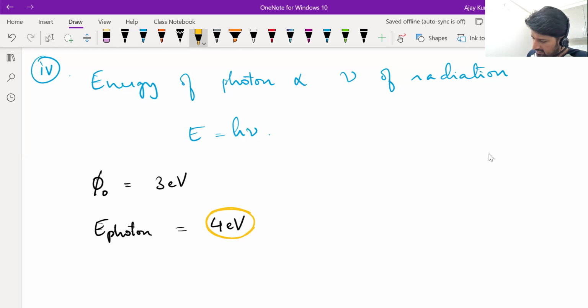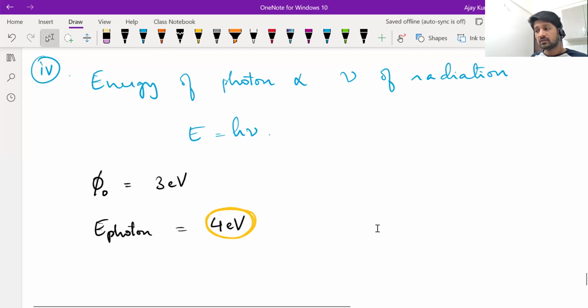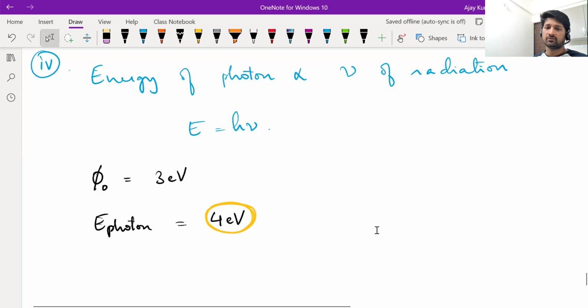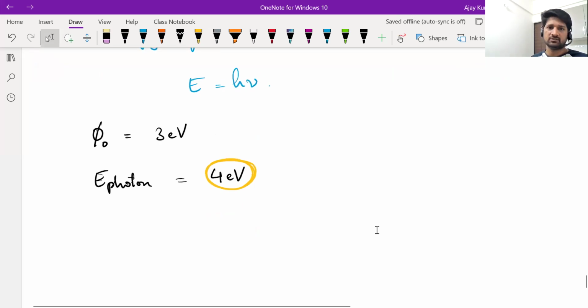Okay. When it accepts a photon, it has to accept all the energy that it brings with it. So the electron takes the 4 electron volt energy. How much energy is needed to overcome the attraction of the metal surface? 3 electron volt is sufficient. It spends that 3 electron volt to get out of the metal surface. It will still be left with 1 electron volt of energy. What will happen to that 1 electron volt of energy? It appears as the kinetic energy of the emitted electron. So this is what leads us to Einstein's photoelectric equation.